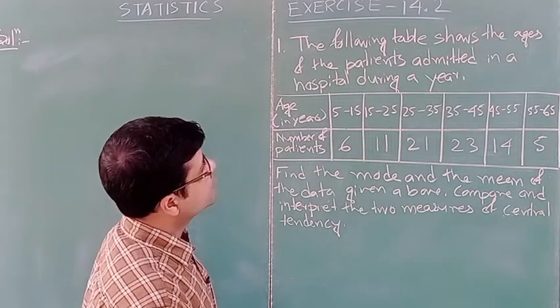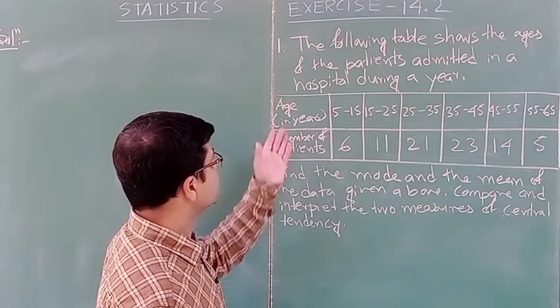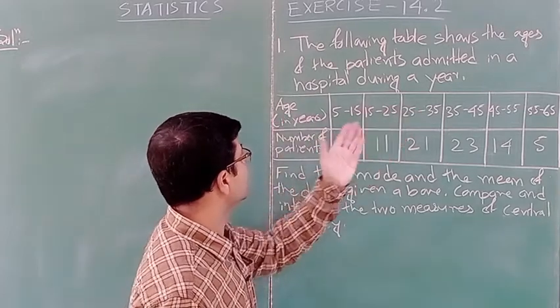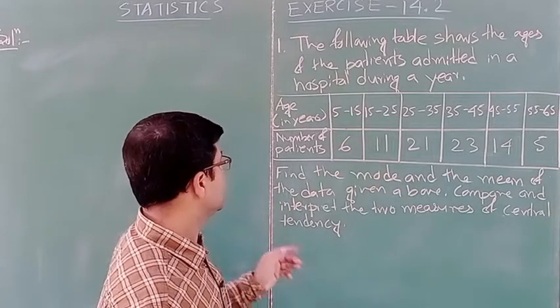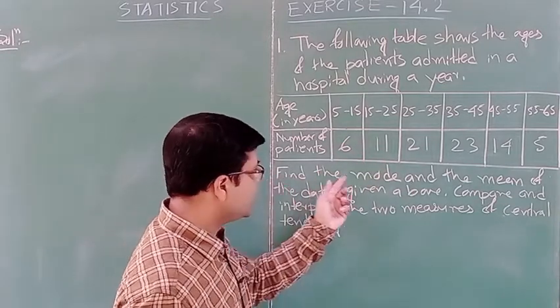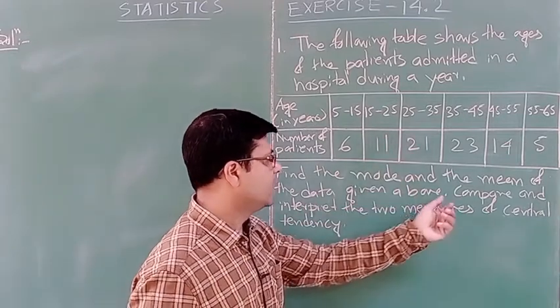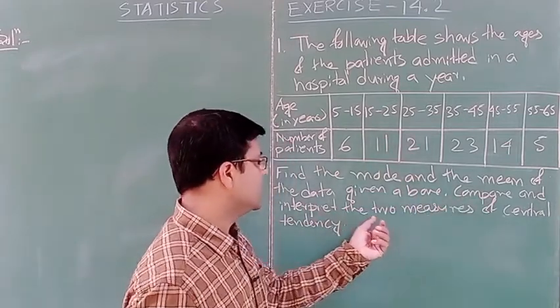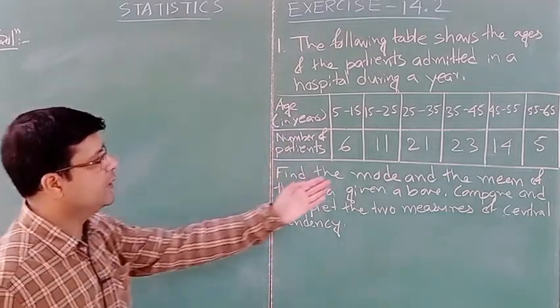The following table shows the ages of the patients admitted in a hospital during a year. This is the row for the ages in years and the number of patients who are admitted. The question is, find the mode and the mean of the data given above. Compare and interpret the two measures of central tendency. So let us do one by one. At first let us find the mode.